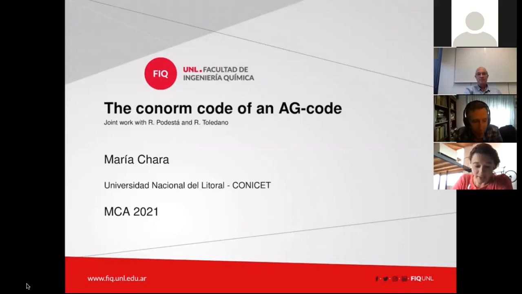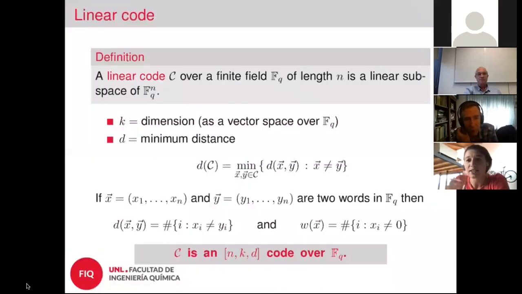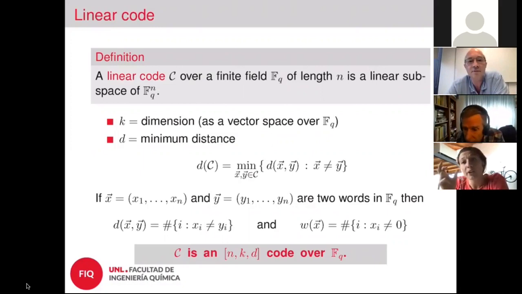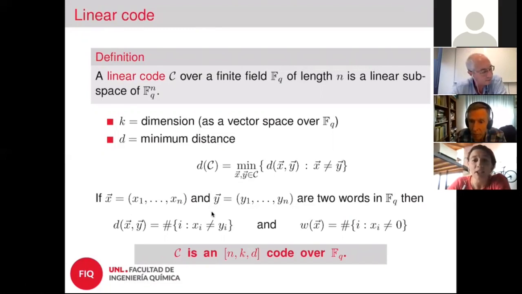So I will start by recalling some definitions about coding theory. A linear code is just a linear subspace of F_q^n, where F_q is a finite field. We call n the length of the code, the length of the words in the code. k is another important parameter, the dimension of the code as a vector space. And d is the minimum distance, which is the minimum number of different coordinates when we look at two different words in the code.